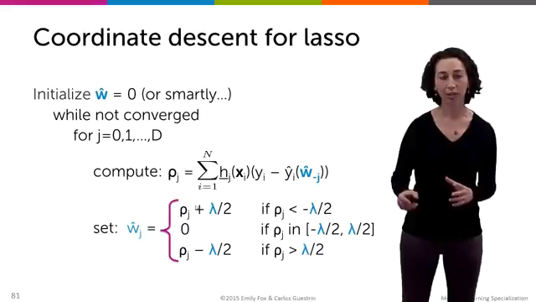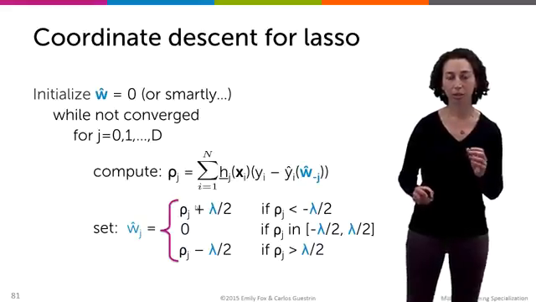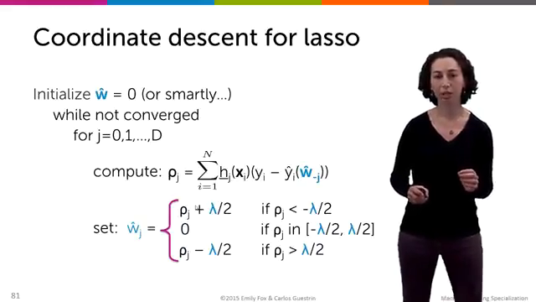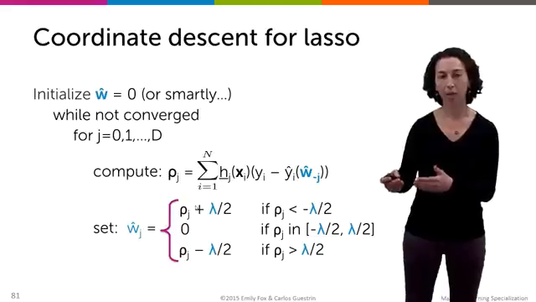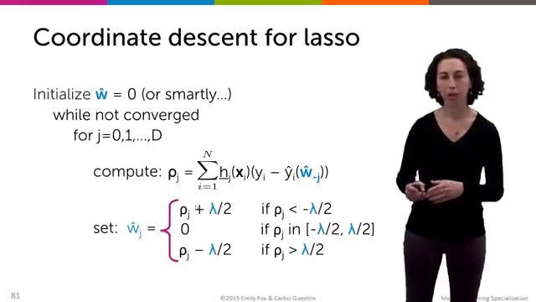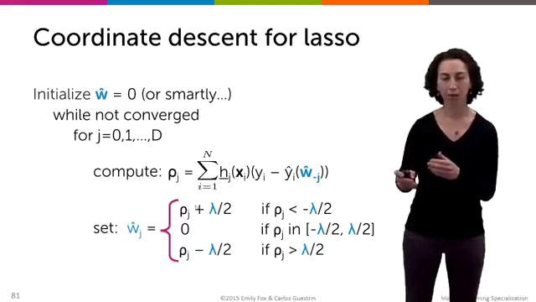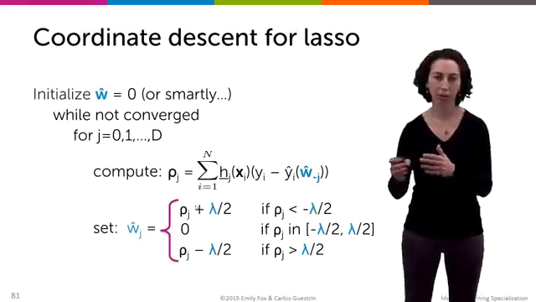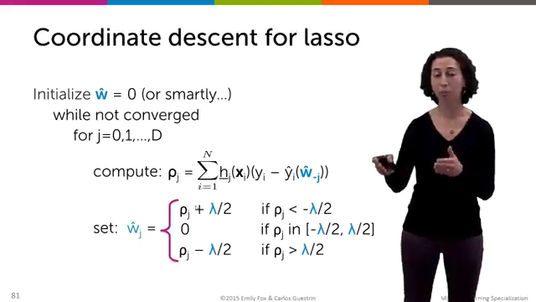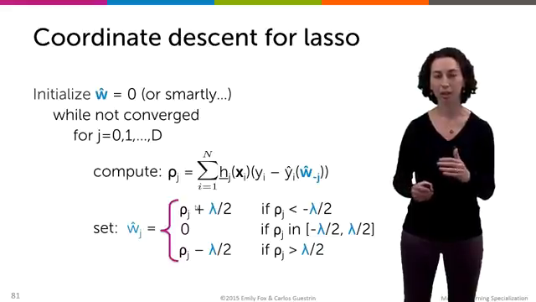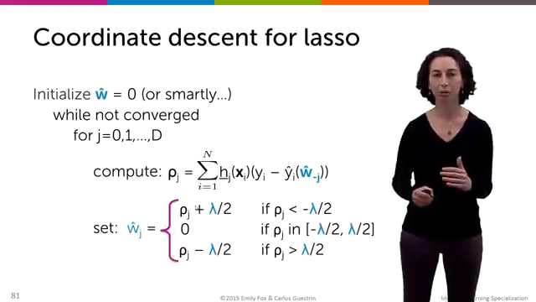Well, in the case of lasso, how we set W hat j is going to depend on the value of our tuning parameter lambda and how that relates to this rho j correlation term. So in particular, if rho j is small, if it's in this minus lambda over 2 to lambda over 2 range, where again, what small means is determined by lambda, we're going to set that W hat j exactly equal to 0.